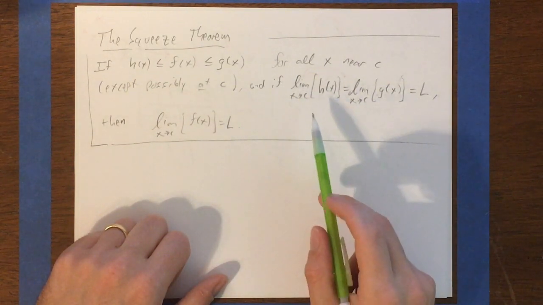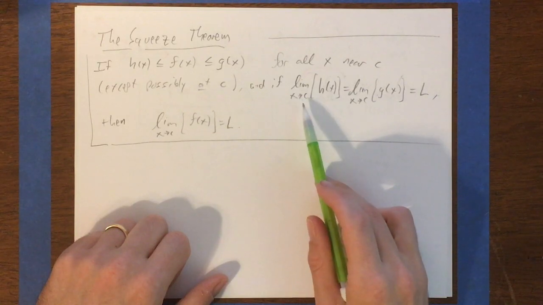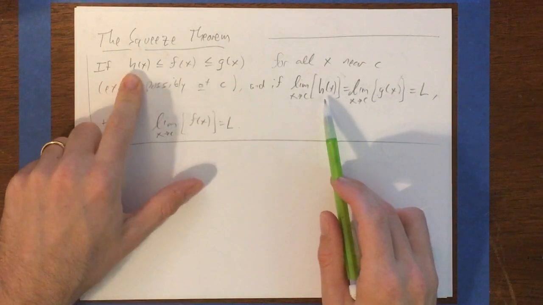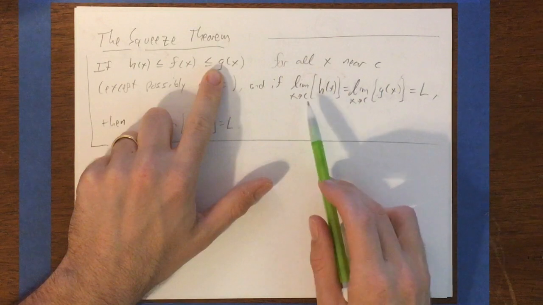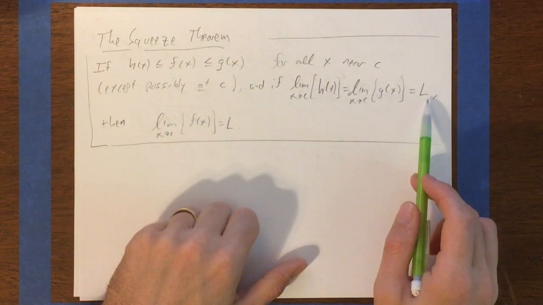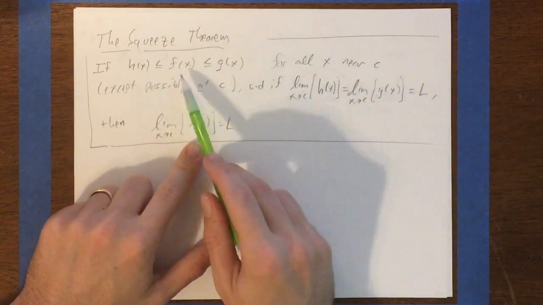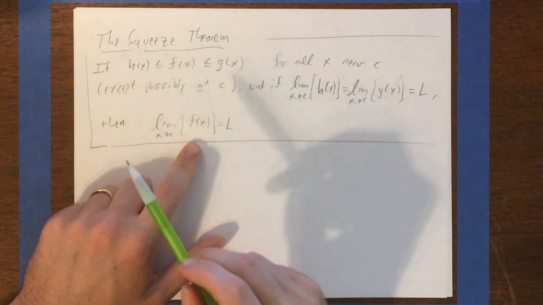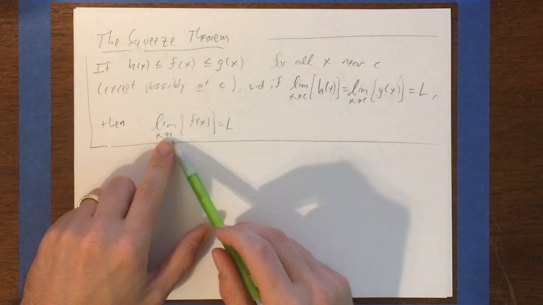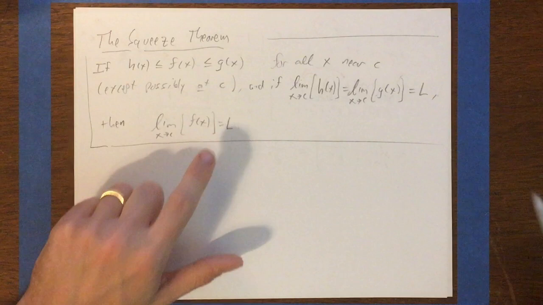And if the limits as x approaches c of the lower function h and the upper function g are both the same, equal to L, then the limit of the middle function, which is squeezed in between them, as x approaches c, will also be equal to L.